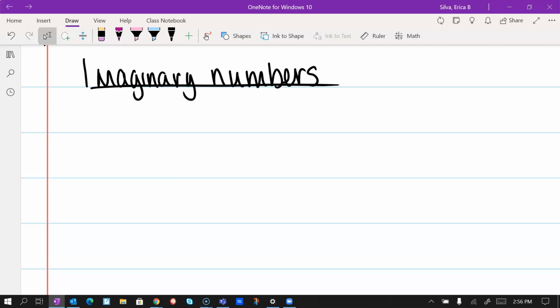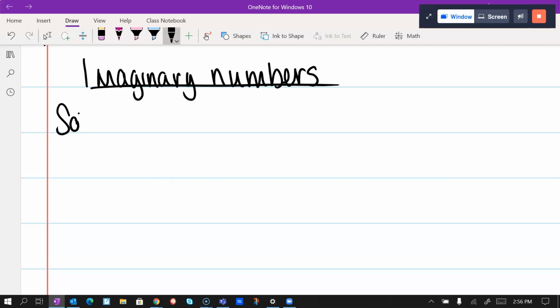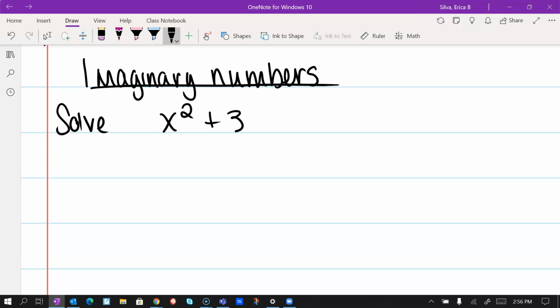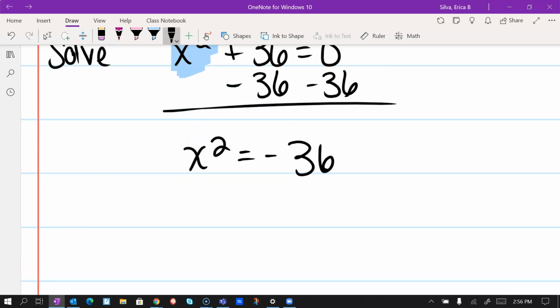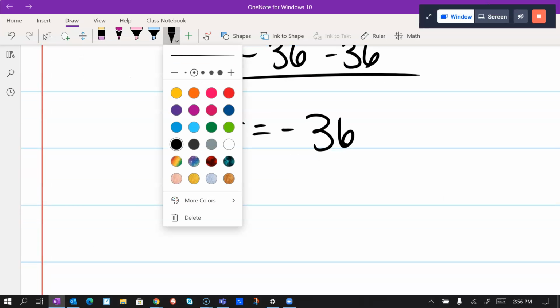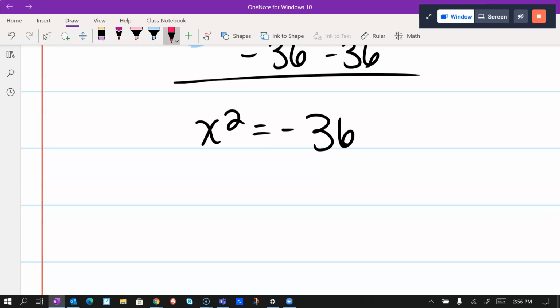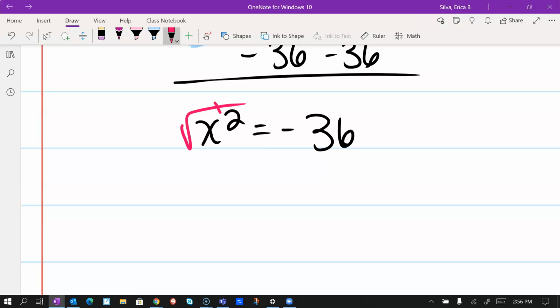So to introduce us to imaginary numbers, we're going to solve this quadratic function. X squared plus 36 equals 0. So the first step to do that is we need to isolate whatever's being squared, which means we're going to subtract 36 from both sides. We get x squared equals negative 36. And then to undo the square, we're going to square root it.